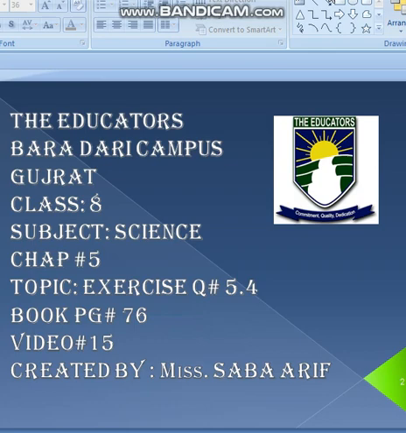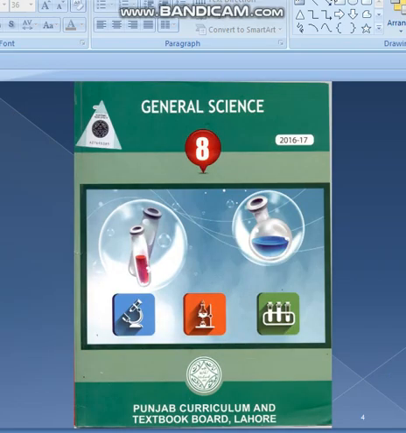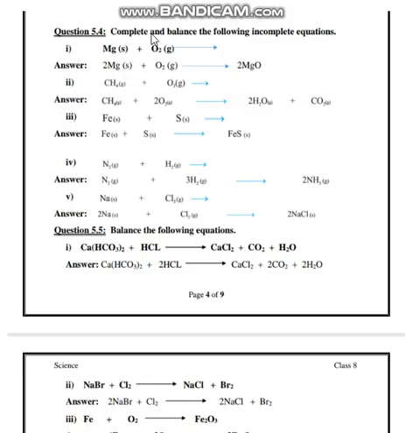Okay students, open your science books. Page number 76, question number 5.4. Exercise question number 5.4. Open your science books. Today we will solve exercise question number 5.4. Question number 5.4 is: complete and balance the following incomplete equations. In the given chemical equations, first of all we have to complete them, then we have to balance these equations.